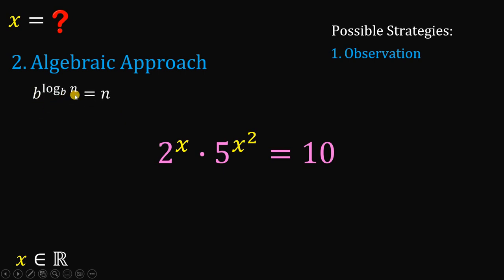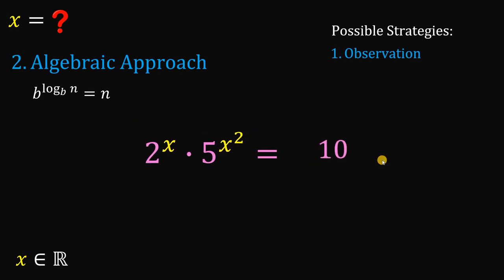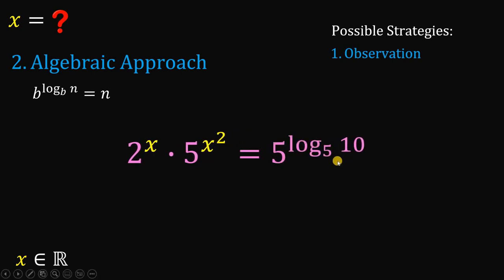Now, here's the first one. If we have b raised to logarithm of n to the base of b, this is just equivalent to n. We will use this identity to answer this question. Now, this 10 can be written as 5 raised to logarithm of 10 to the base of 5. Now, why we choose the base of 5? The reason is we want to make both sides of equation having the same base. If we have the same base on both sides of our equation, then we can now equate its exponent. Alright, so that's the plan.